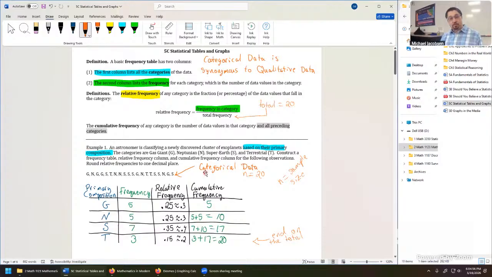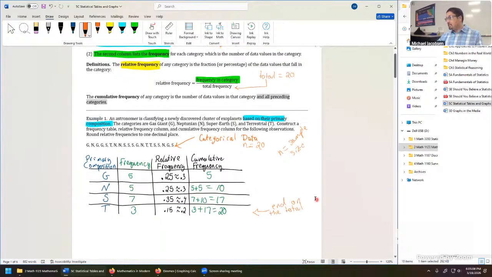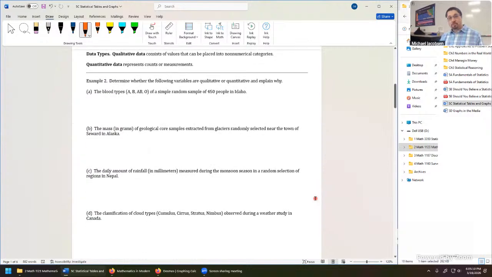If you called this categorical data on the next exercise, I would know what you meant, and that wouldn't have been a problem. As far as MyLab goes, I'm going to try to stick to qualitative data when that comes up, just so that we don't get mixed up in these definitions when we're doing them as MyLab problems.